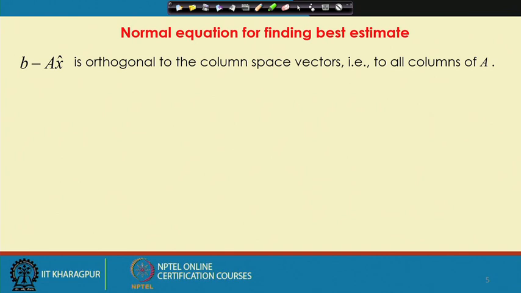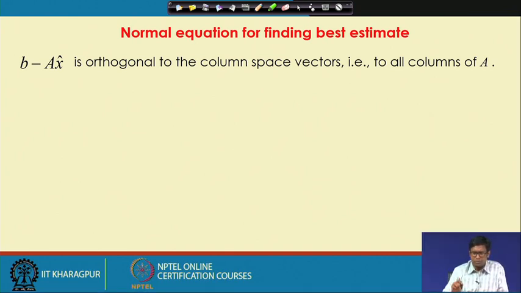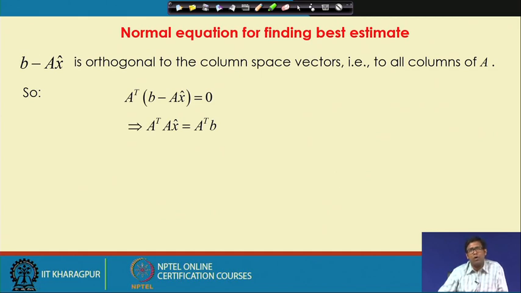So, b minus A x tilde is orthogonal to the column space vectors, or it is orthogonal to all columns of A. So, we can write A transpose times (b minus A x tilde): the dot product of b minus A x tilde with all the columns of A must give me a 0 vector. The dot product of b minus A x tilde with each column of A must be 0, because b minus A x tilde is orthogonal to the column space of A. So, it is orthogonal to all the column vectors of the matrix A. So, when we multiply A transpose with b minus A x tilde, we will get zeros as the rows of the solution vector.